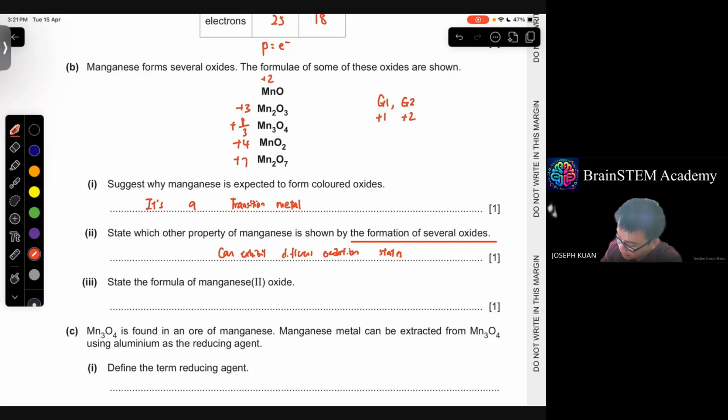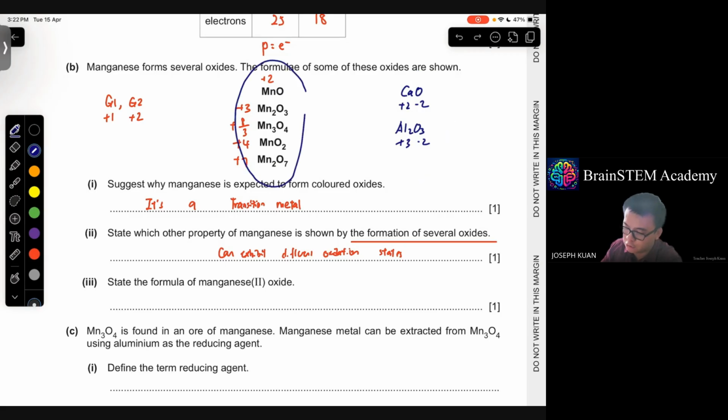How do I find these answers? By thinking of oxygen, each oxygen carrying a -2 oxidation state. Or I can simply refer to a known compound, like for example, calcium oxide, which is fixed +2 and -2, or aluminium oxide, +3 and -2. This is the quick way to do it, but if you're not familiar, you can do it step by step.